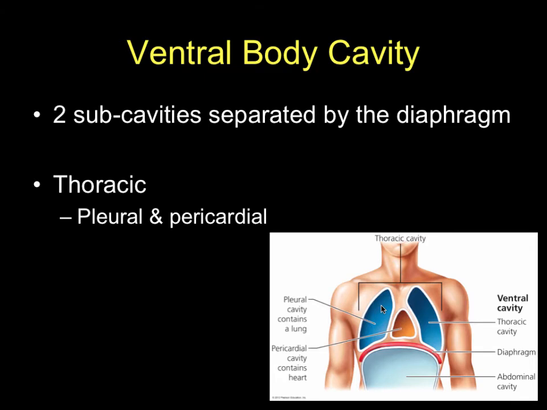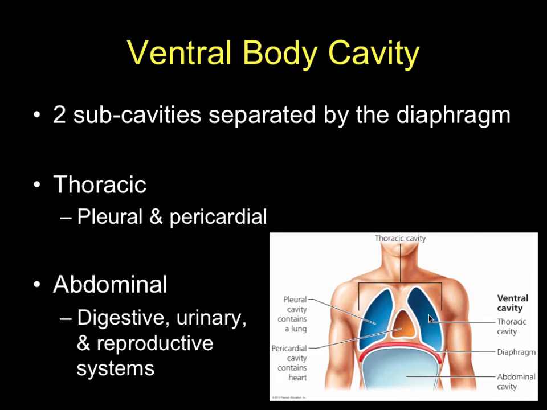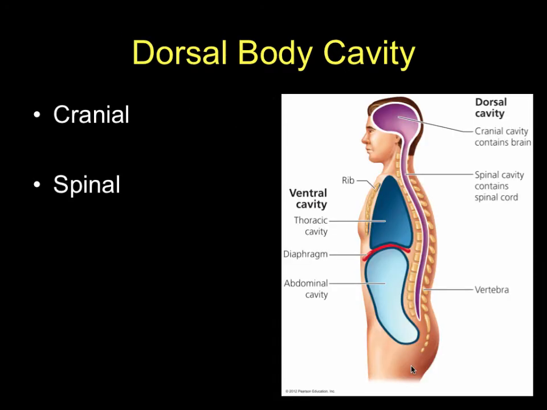And notice how there are two pleural cavities, right? So they're independent of each other, and each one encompasses its own lung. So if there's damage to one of the two, for example, the other one can, in many cases, continue to work as it would normally. So the pleural cavity surrounds the lungs, the pericardial surrounds the heart. The abdominal cavity is everything below or posterior to the diaphragm, and it includes, among other things, the digestive and urinary and reproductive systems. So those are going to be found further down here in the abdominal cavity.